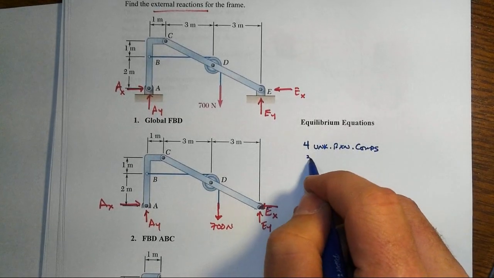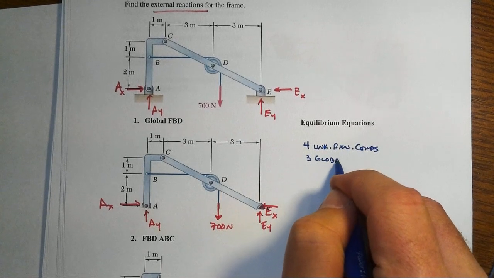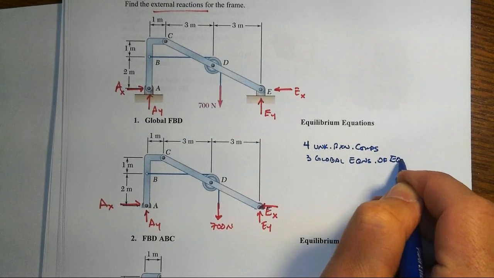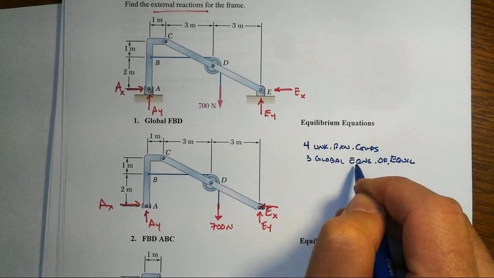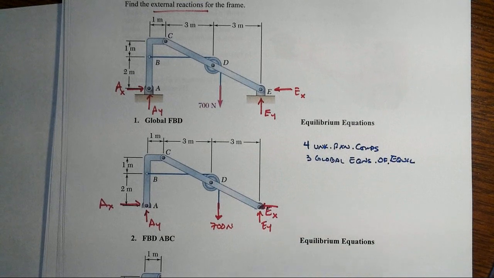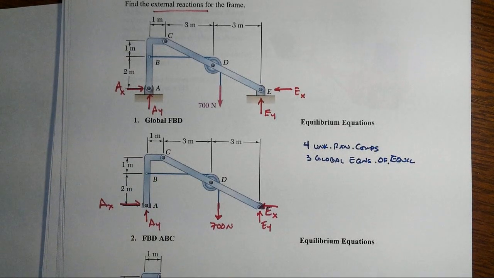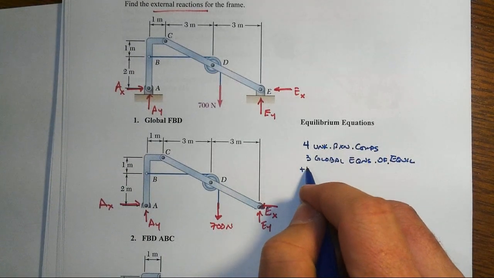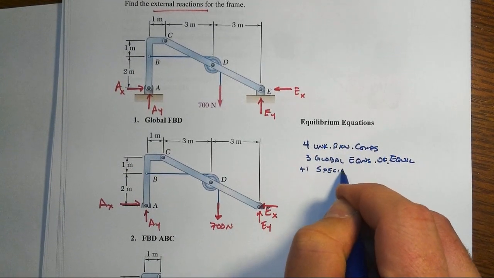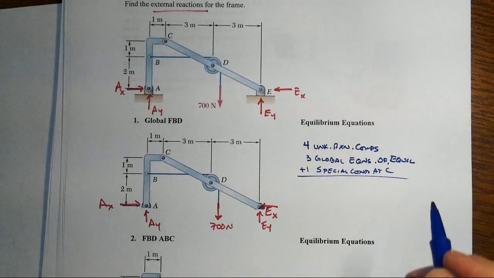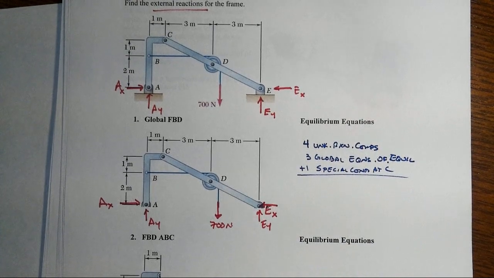We have 3 global equations of equilibrium. That makes this initially not tractable. We've got one more unknown than we have equations. So that might be called statically indeterminate, but it's going to be this pin at C that's the key difference here, and you'll see that in just a second. It turns out that we have one special condition at C, and that's going to give us pieces of information that will be critical.